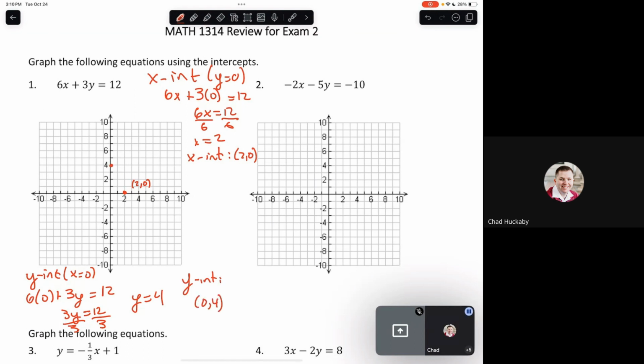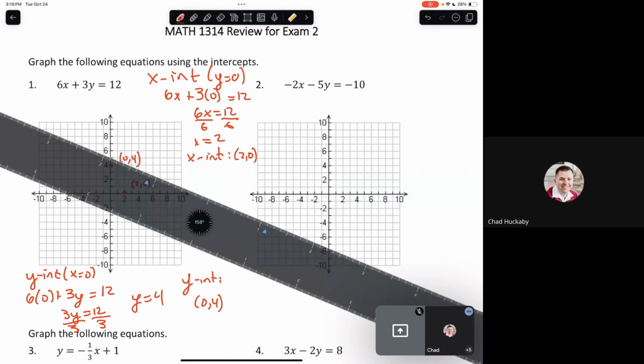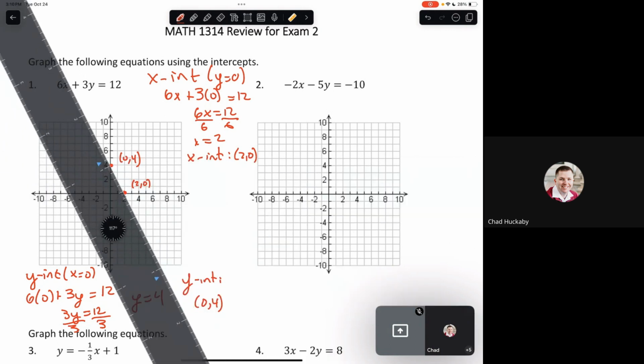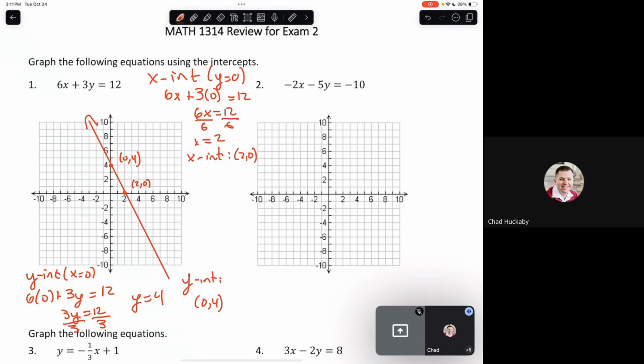We can graph that on the axes. That's 0, 4. And then all we have to do to finish graphing, I'm using my ruler here, is use a straight edge to go through both points. Take the ruler off and be sure to put arrows at both ends. And that's how you would graph 6x plus 3y is equal to 12. Questions about that one? No, sir.